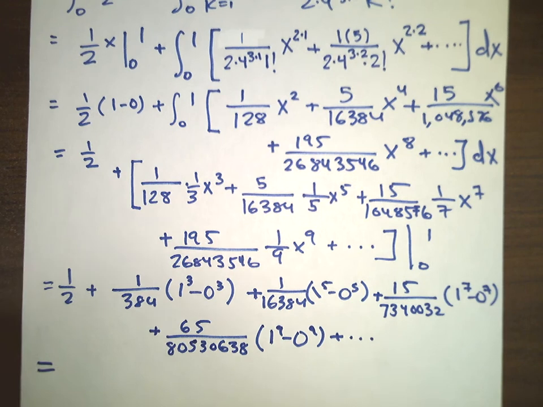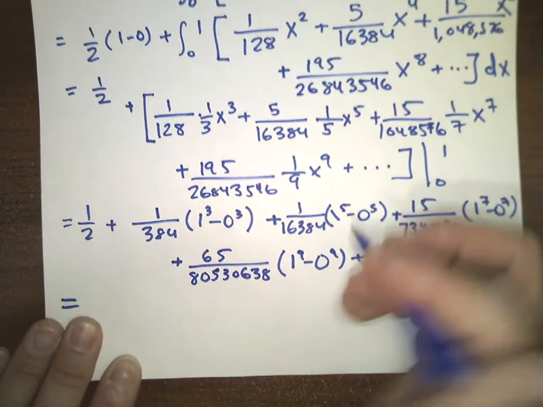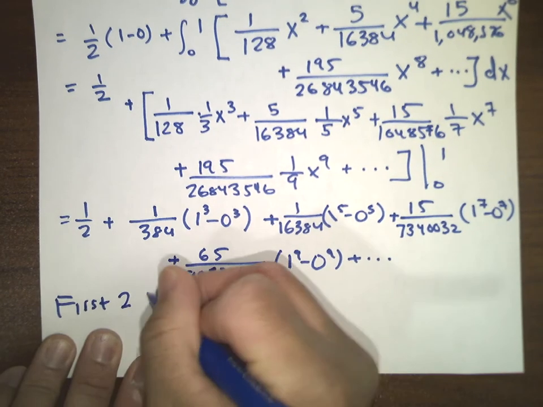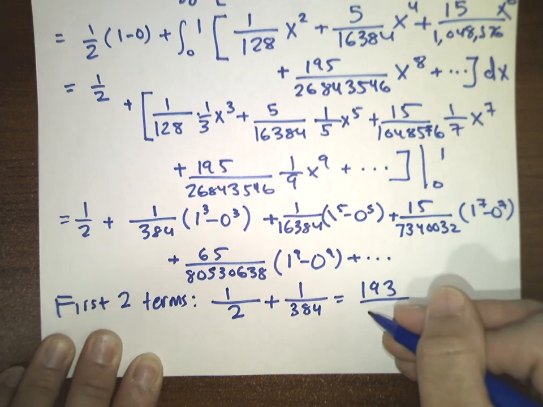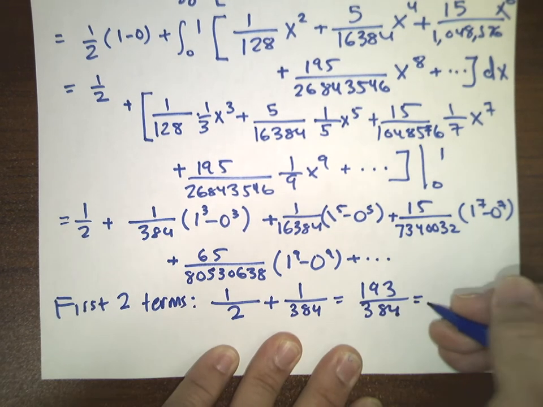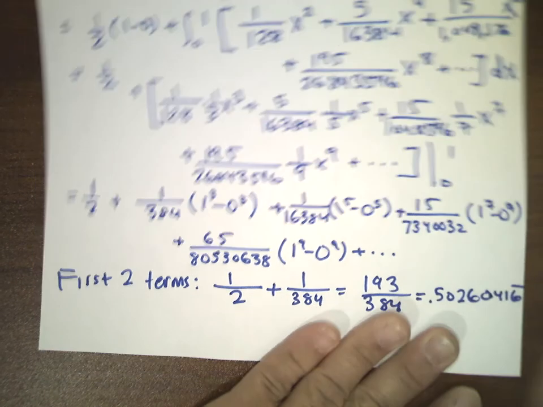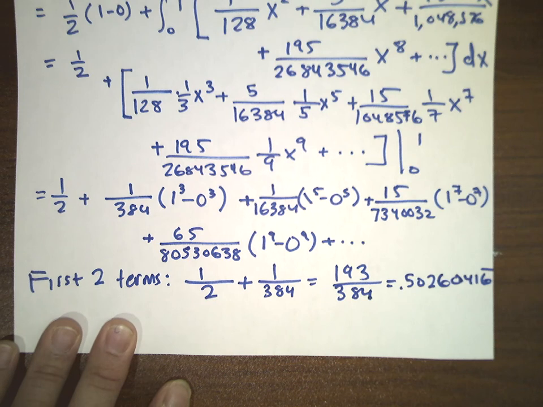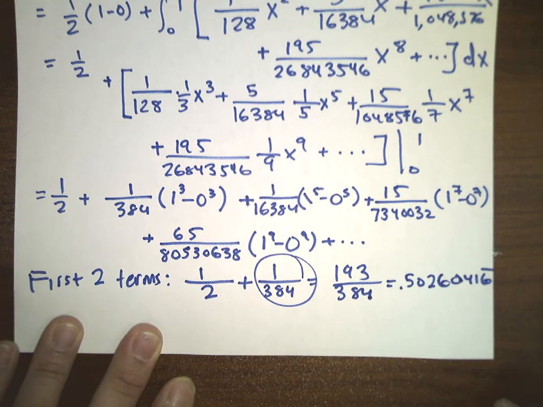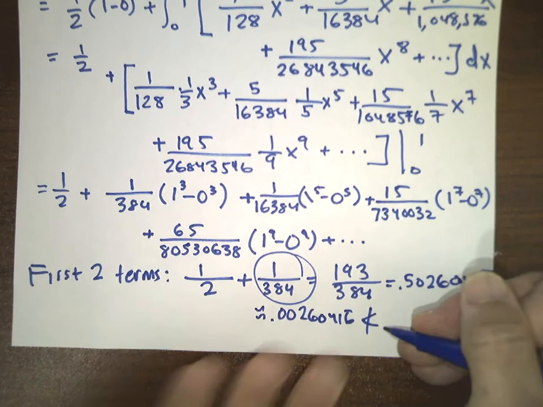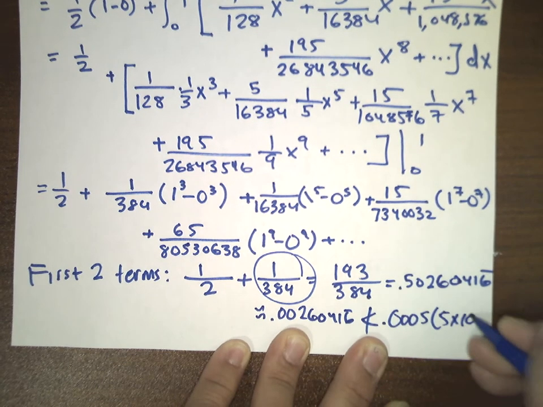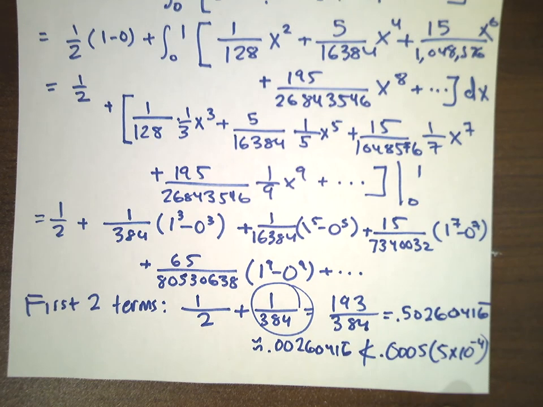All right, so now what do we have here? If I just use the first two terms, I have 1/2 plus 1 over 384. That's 193 over 384, which is 0.50260416 repeating. So I can tell you that this term right here cannot be the first neglected term, because this is only 0.00260416 repeating, and that's not less than the 0.0005, or 5 times 10 to the negative fourth, that we were asked to get the bound within.